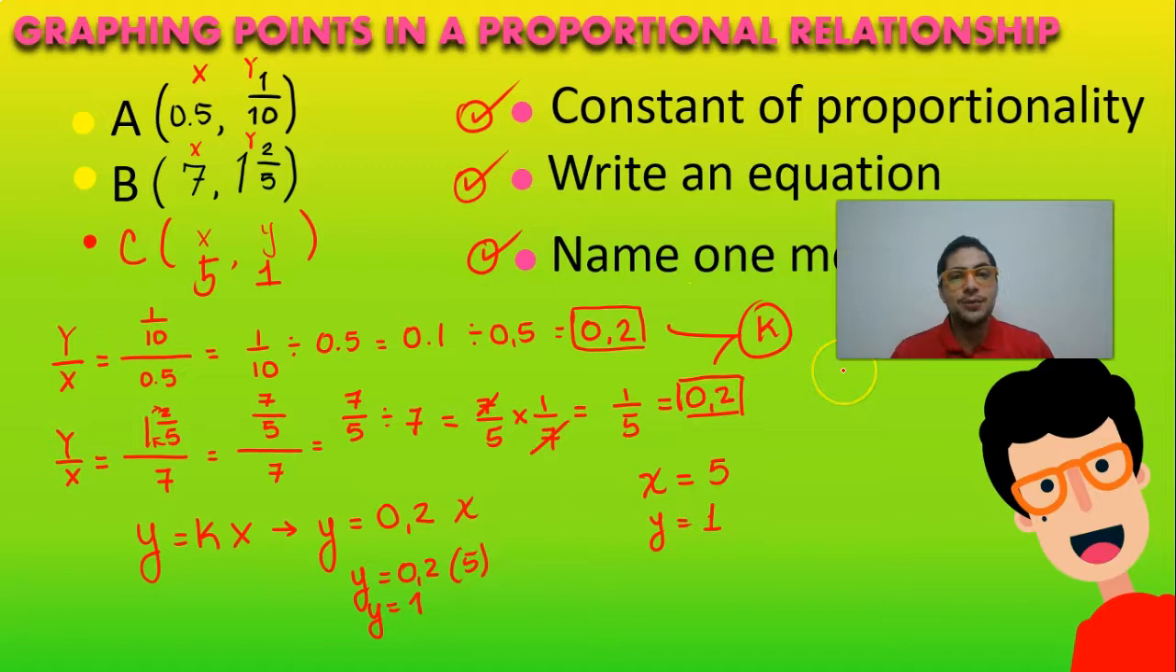So again, guys, you have to remember to use the equation, and validate that you are actually finding the proper value for your constant of proportionality. When they're asking you to name one more point, you can choose any value of x. But remember, you have to substitute that value in the formula in order to find the proper answer.